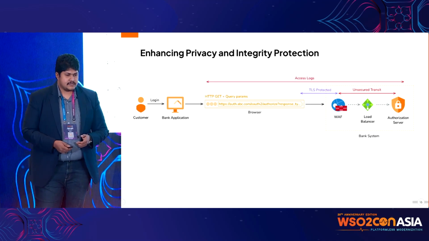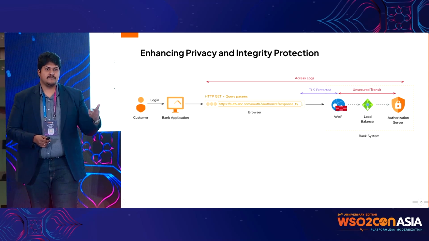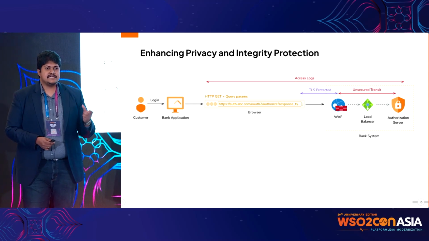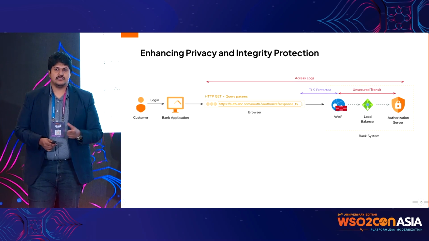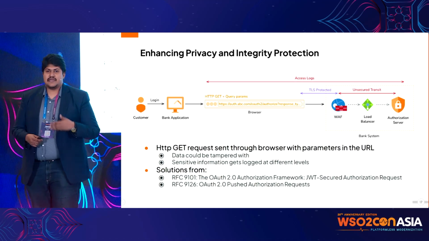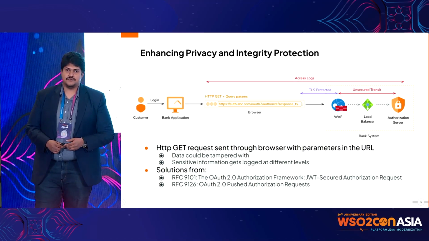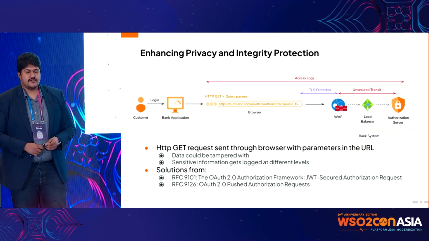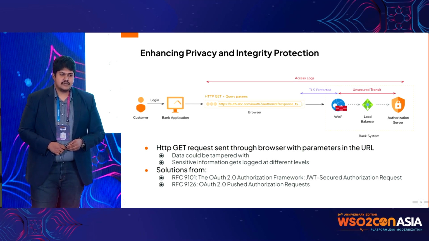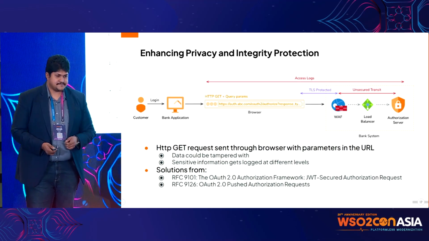And not only that, from the browser to the web application firewall, the load balancer, and your application server, you would have access logs. And this sensitive information can get logged along the way. And if you have something like PII information, it's going to be a nightmare to clean up. So how can we solve this? How can we enhance this flow? There are two specifications that you can use: the JWT Secured Authorization Request and the Pushed Authorization Request. So let's see how this works.